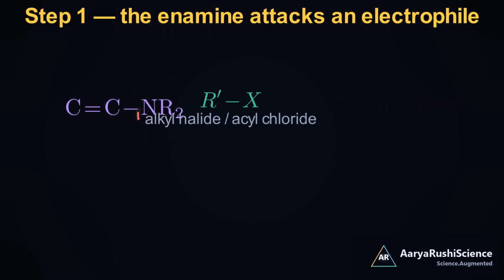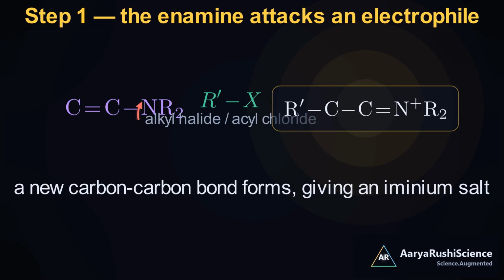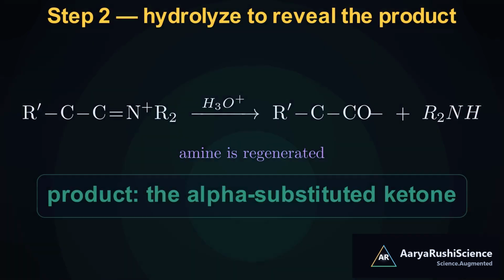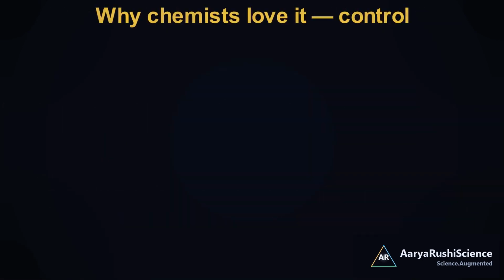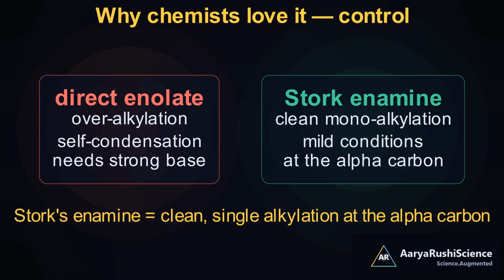The enamine's alpha carbon attacks an electrophile, an alkyl halide or an acyl chloride, forming a new carbon-carbon bond and an iminium salt. Simple hydrolysis then releases the product, the alpha-substituted ketone, while the amine is regenerated. The payoff is control. Stork's enamine gives clean monoalkylation at the alpha carbon, avoiding the overreaction and side reactions of direct enolate alkylation.